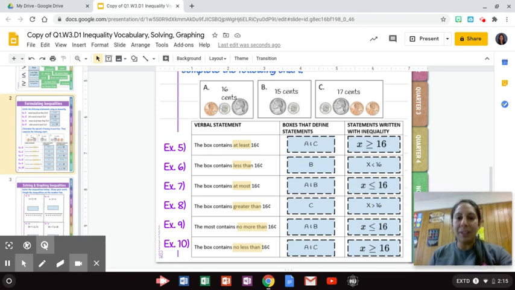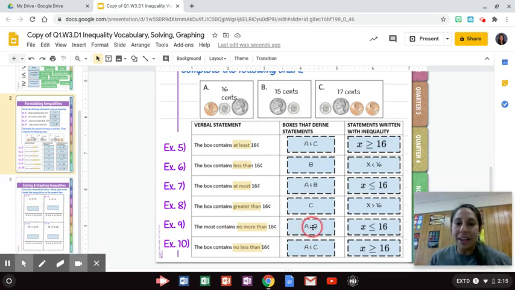For example 9, the boxes that have no more than 16 cents are A and B. You can't have more than 16, so A has exactly 16 and B doesn't have more than 16. So our inequality would be X is less than or equal to 16. For example 10, this box has no less than 16 cents, so it can't be below 16, which means that A and C are the correct boxes. So X has to be greater than or equal to 16.